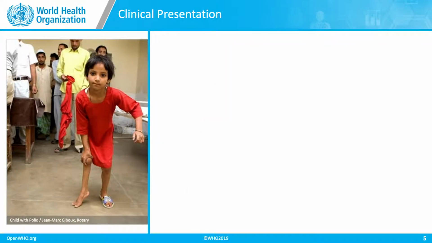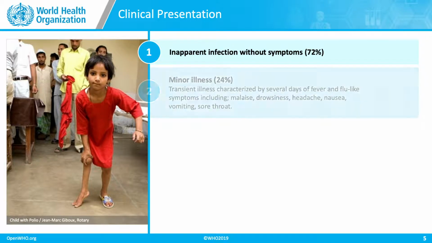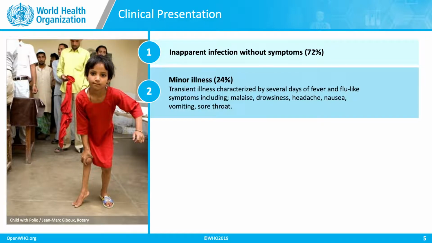Poliovirus exposure results in one of 4 outcomes. 1. Inapparent or infection without symptoms is the most common presentation of the poliovirus. It is found in 72% of all cases. 2. Minor or transient illness is characterized by several days of fever or flu-like symptoms. This is found in 24% of all cases. Symptoms can include malaise, drowsiness, headache, nausea, vomiting, and sore throat.